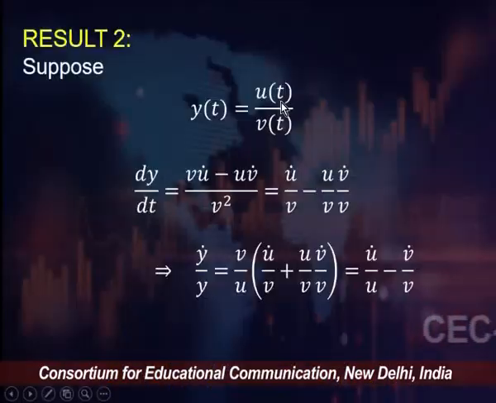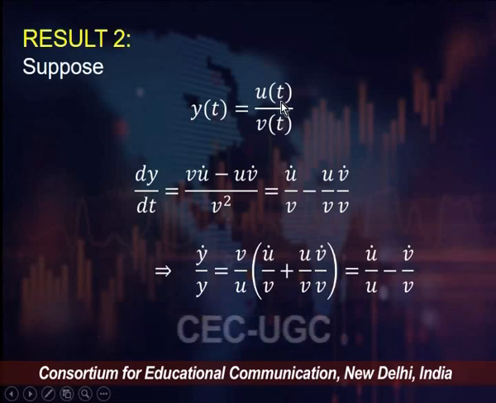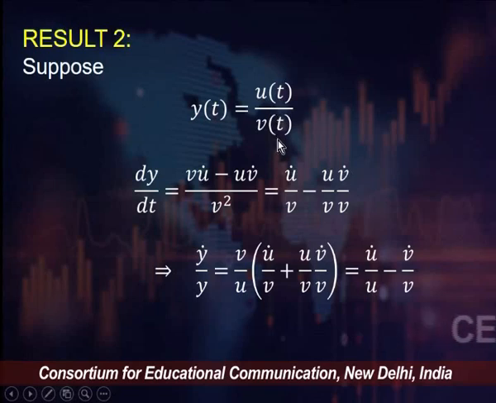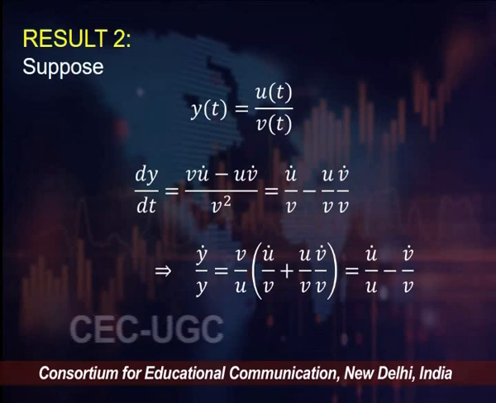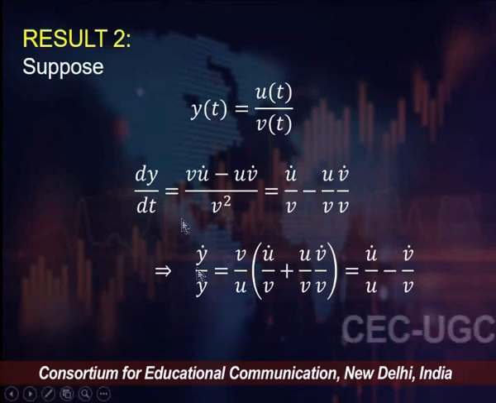So if, let's say, our variable y of t is defined as a ratio of two variables which are both functions of time, so you have y of t equal to u of t divided by v of t, then first of all, in order to calculate the proportional rate of growth, I'm going to calculate dy by dt, and then that dy by dt I'll divide by y in the next step.